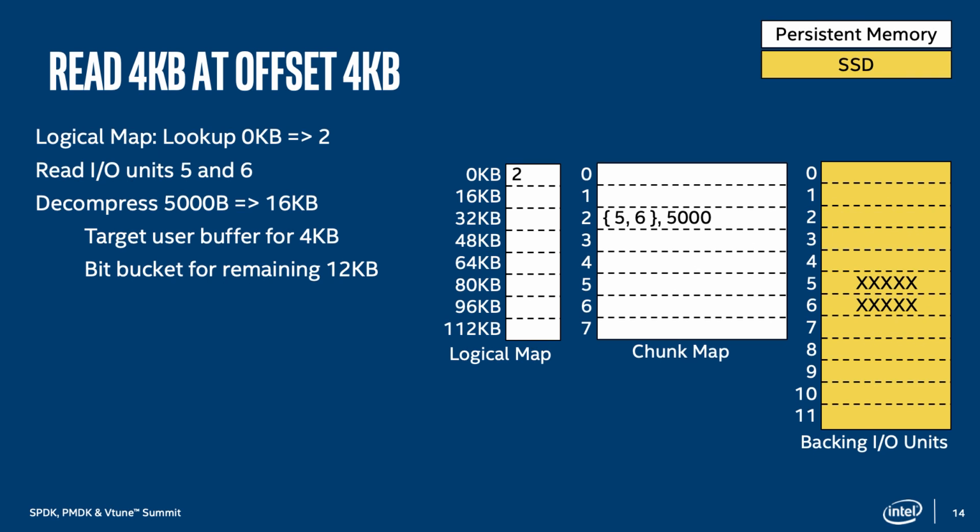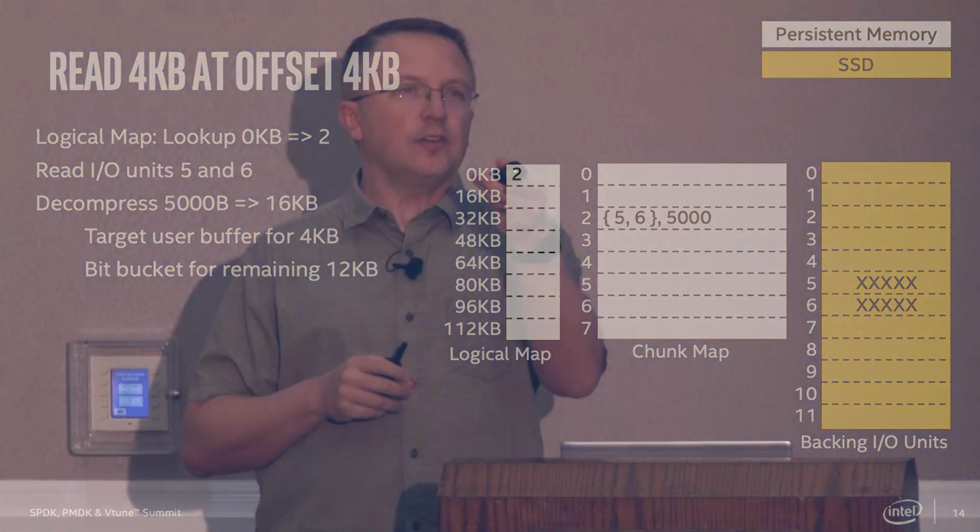Once we've read that data, then we can return the portion that the user has requested and send that back. So let me actually cover the recovery mechanism. When we come back up, we can easily rebuild the chunk map entries and the backing I/O units by simply walking this logical map, right?